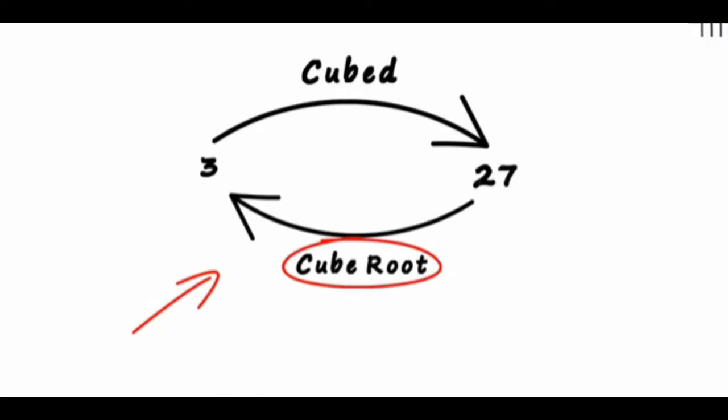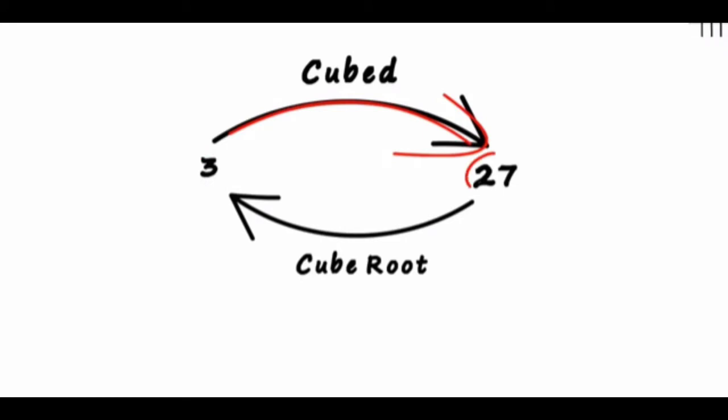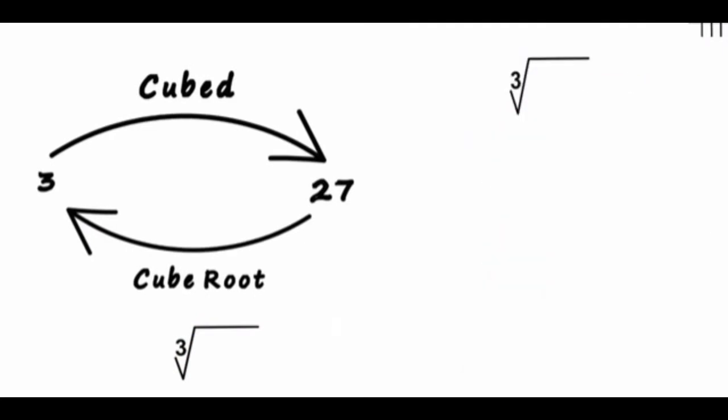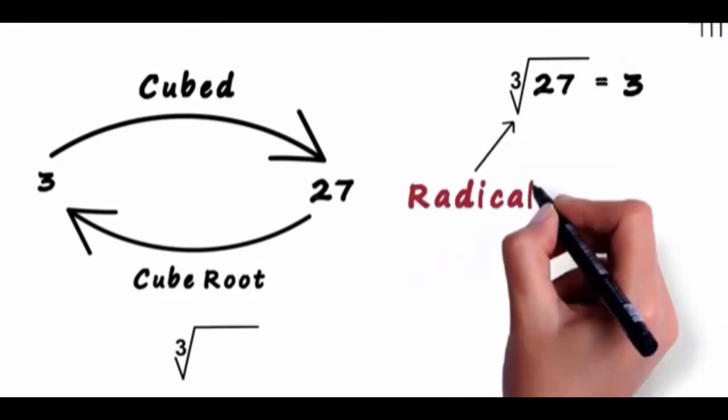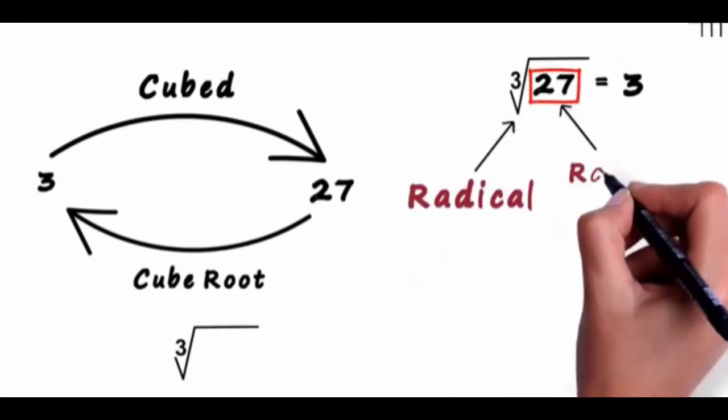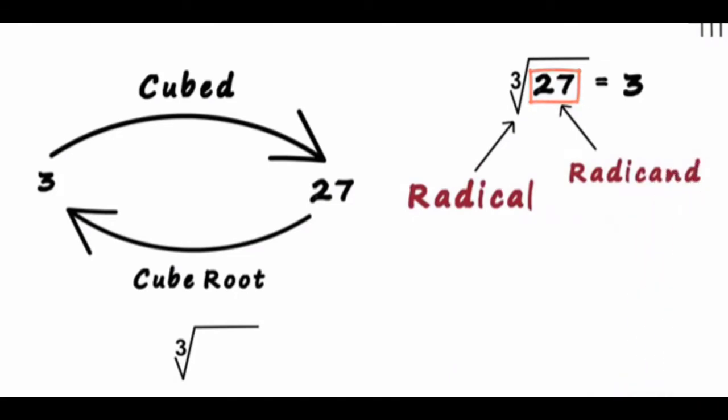We have to find the cube root of 27. Its answer is 3, and the cube of 3 is 27. It also works the opposite way, and its sign is like this: a small 3 here and a radical sign. This sign is called a radical, and the number inside the radical is called the radicand or base.